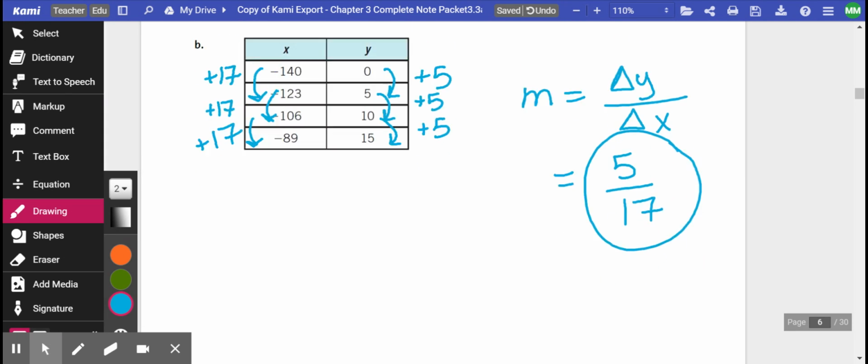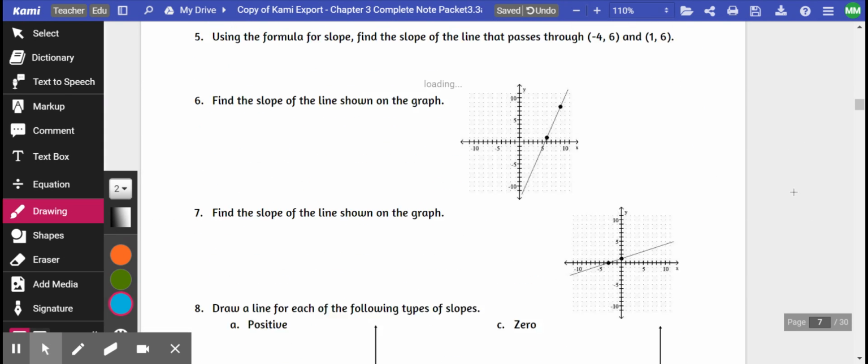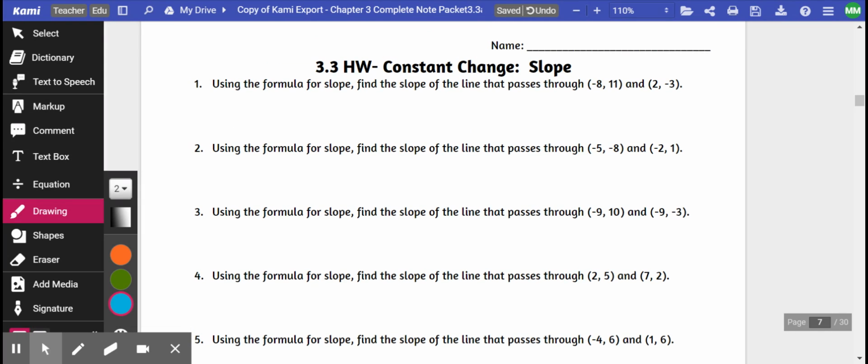Okay, I'm going to have us look at a few problems on the next page. For this page, you are going to use your slope formula for most of it. For number 1, it says, find the slope of the line that passes through those points. So you're going to use your formula for slope.